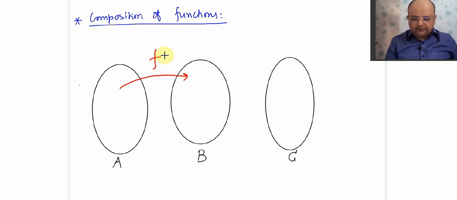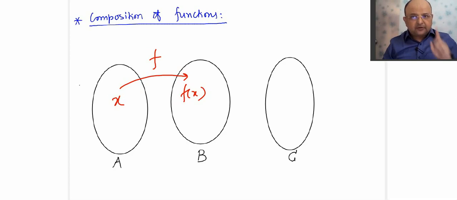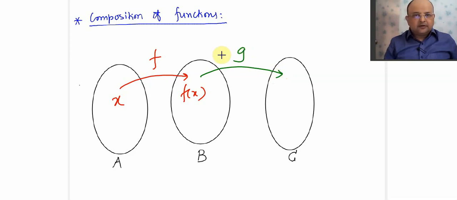Your f is a function from A to B, and what is the job of f? f takes x to f of x. This is a new function g. What is the job of g? g takes f of x to g of f of x. So f takes x to f of x, and g takes f of x to g of f of x.